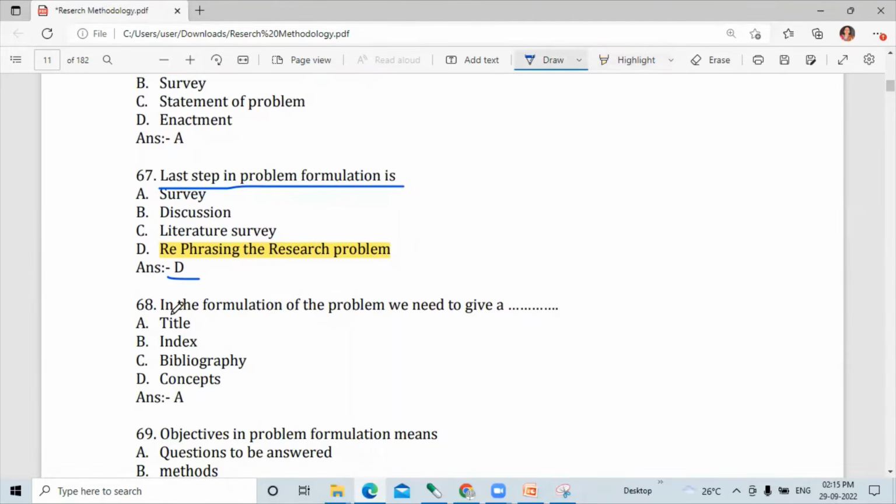Next question is, in the formulation of the problem, we need to give a title. The answer is, we need to give a title. So after the 5 process, we get to the conclusion, that is this title. We need to go on this topic for the research. So the title we will decide in the formulation of the problem.